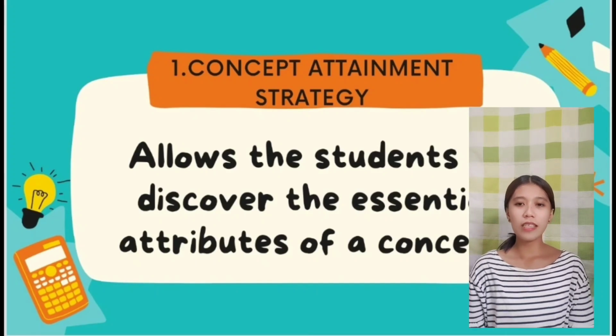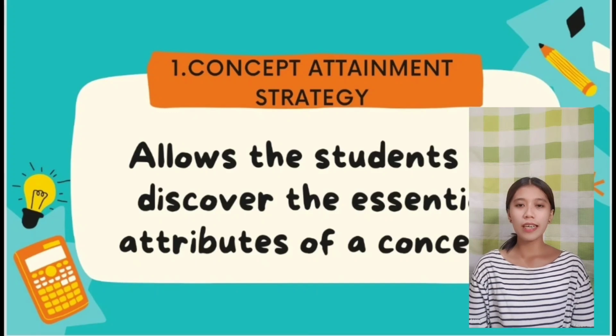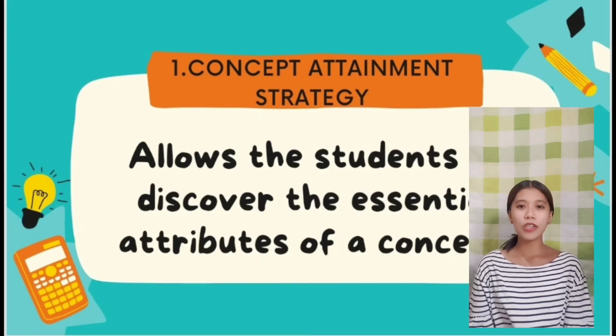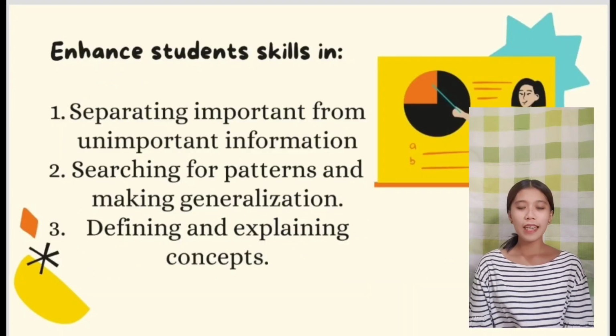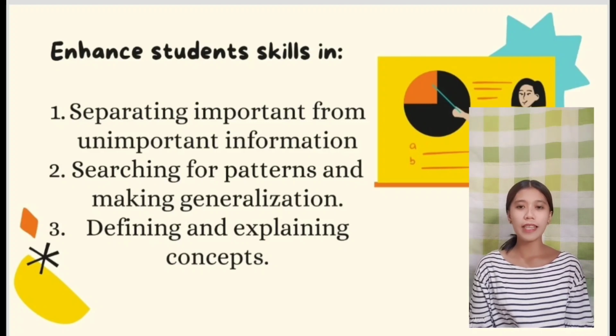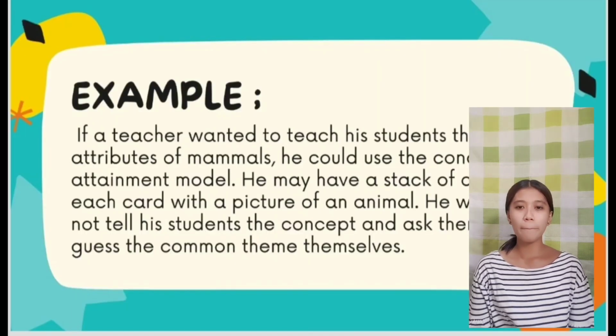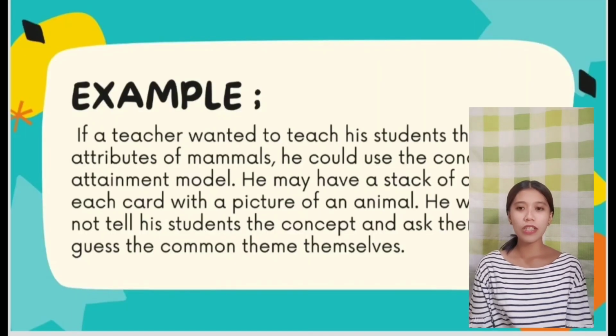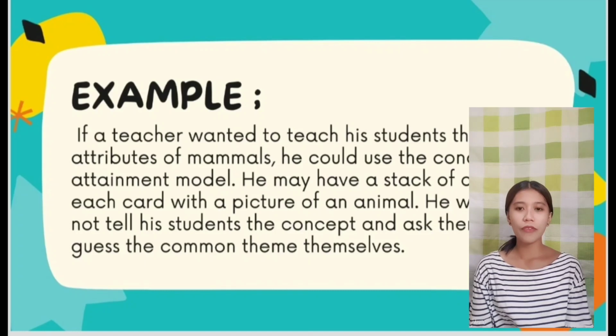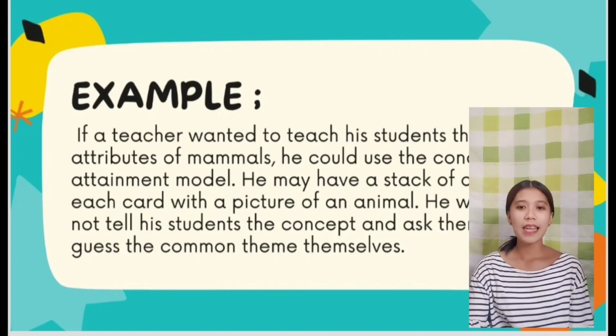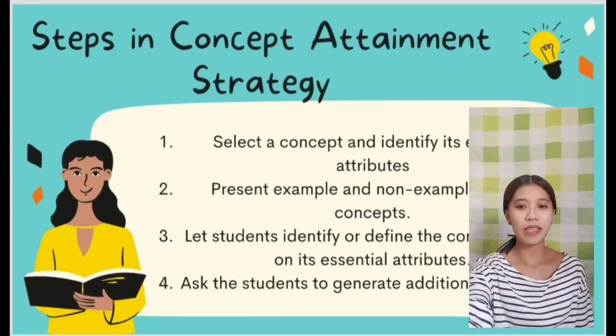When we say concept attainment strategy, it allows students to discover essential attributes of a concept. It enhances students' skill in searching for patterns and making generalizations. For example, if a teacher wanted to teach his students the attributes of mammals, he could use the concept attainment model. He may have a stack of cards, each card with a picture of an animal. He would not tell his students the concept and ask them to guess the common theme themselves.